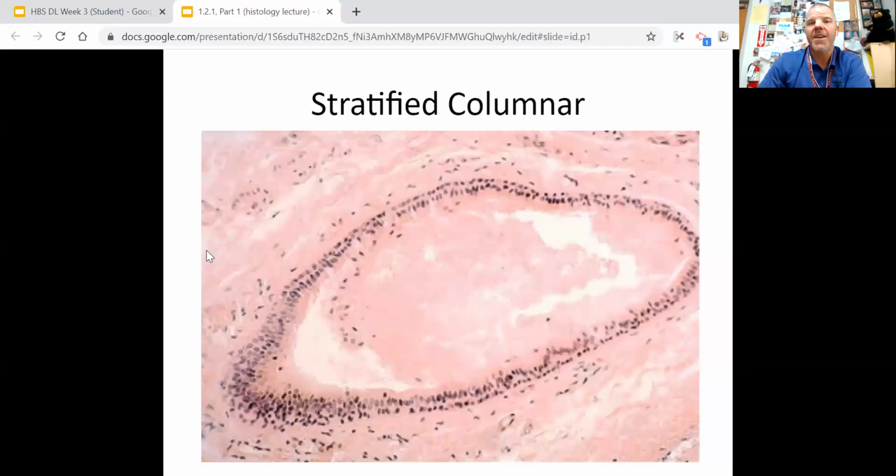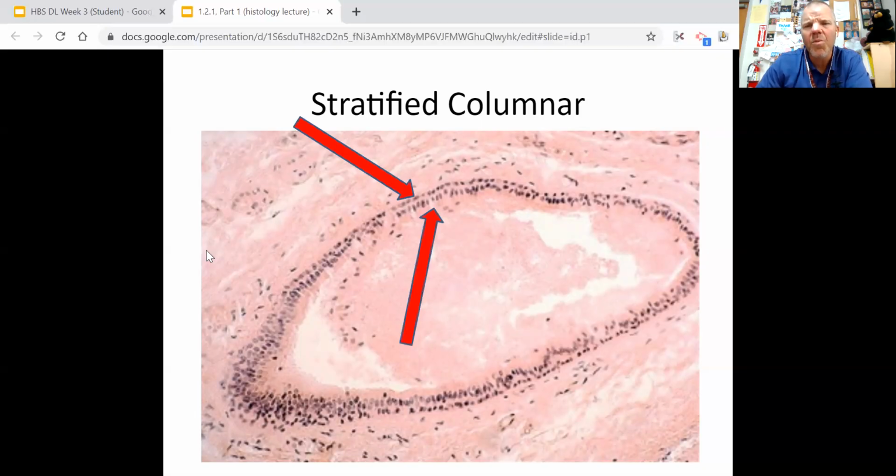This is stratified columnar. And again, if you zoom in, if you look at these, there's a layer of cells, there's a layer of cells. If you look really close, you can see they look like little footballs. There's nuclei. And so we call this stratified columnar epithelial tissue.